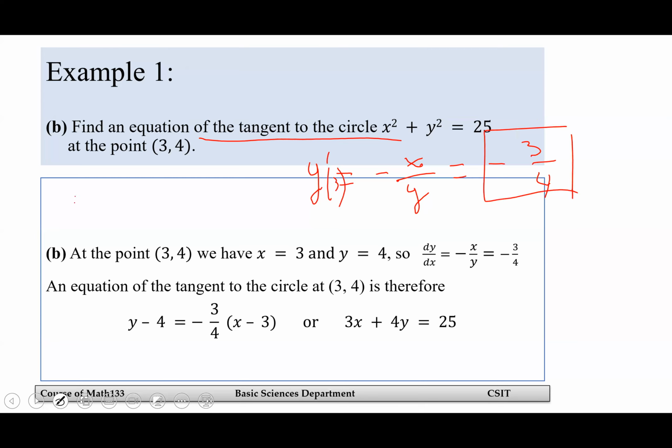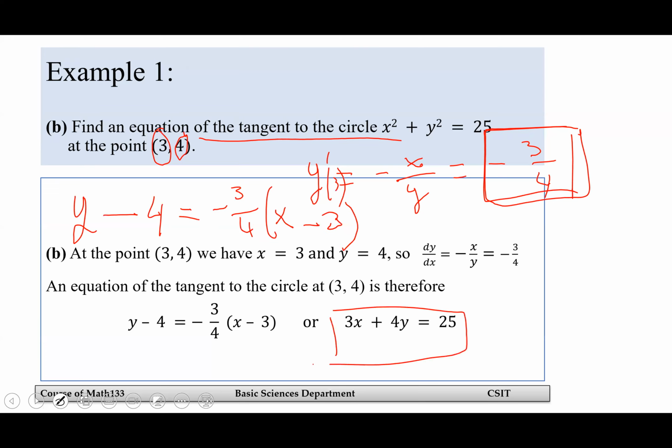Then the equation of the tangent line is y minus the y of the point, 4, equal to the slope, which is the derivative, minus 3 over 4, times x minus 3. Once you have this, just expand, multiply by 4, and you will get your equation here. Same thing if you want the normal: from the slope, you just flip the ratio and add a minus. That will give you the slope of the normal. And with the point, you will determine the y-intercept, which is b.